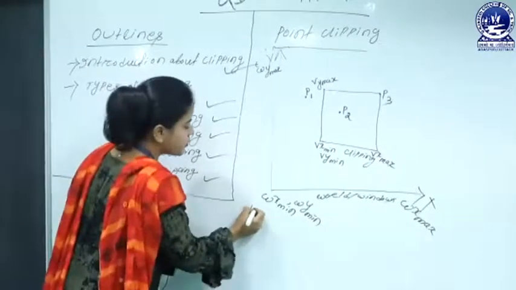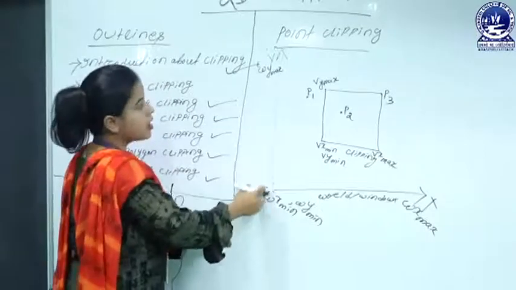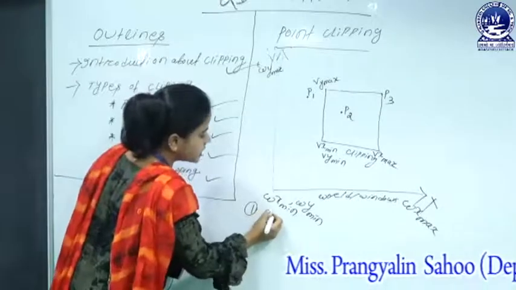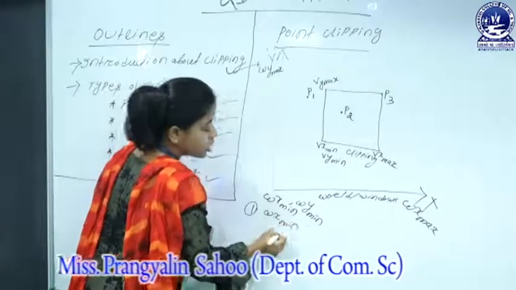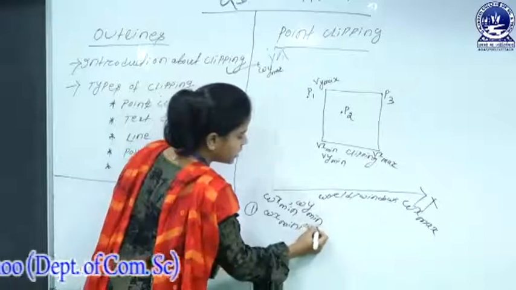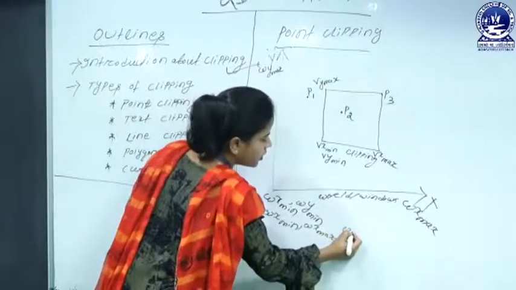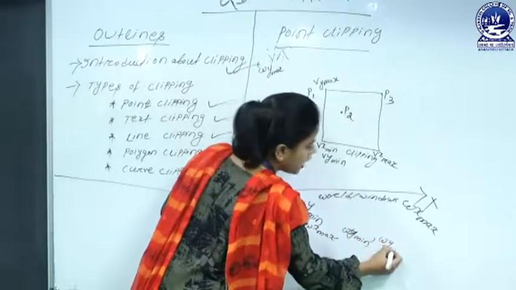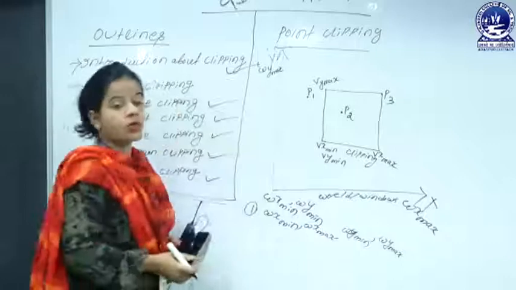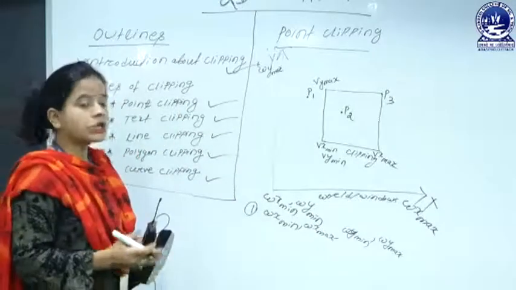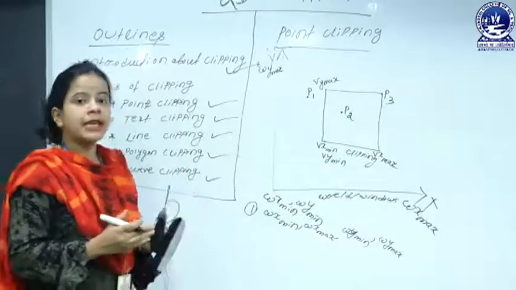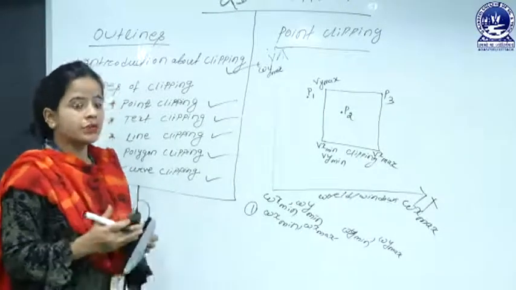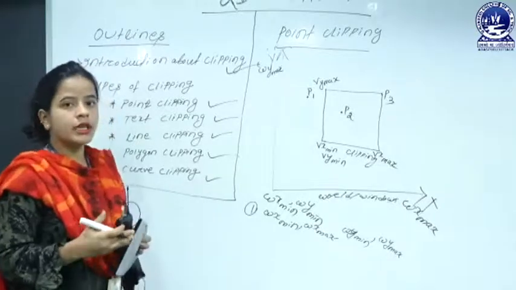Here, the first step is to collect all the window or world coordinate pixel points. That's Wx minimum and Wx maximum, and similarly Wy minimum and Wy maximum. After collecting all the world coordinate pixel values, you then have to collect all the pixel elements needed for checking which coordinate is accepted by the clipping window and which coordinate is rejected.